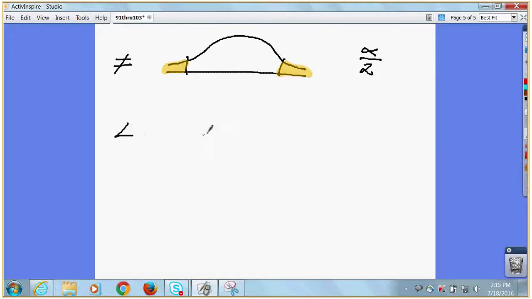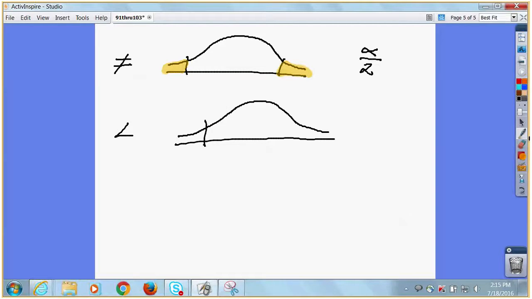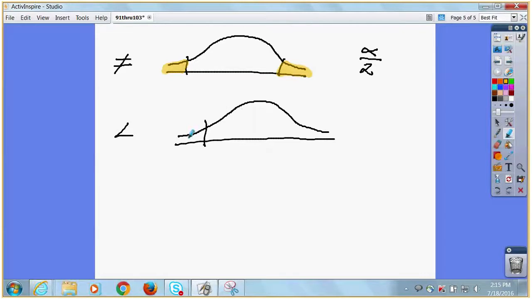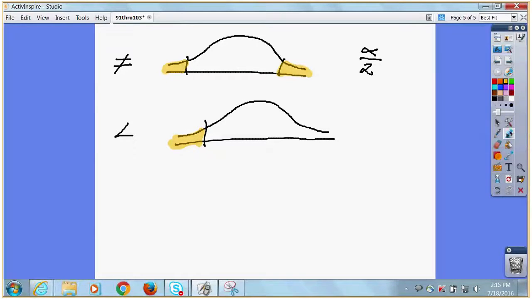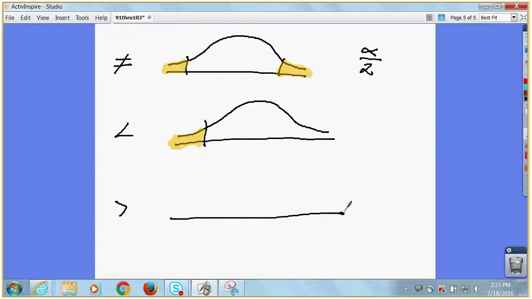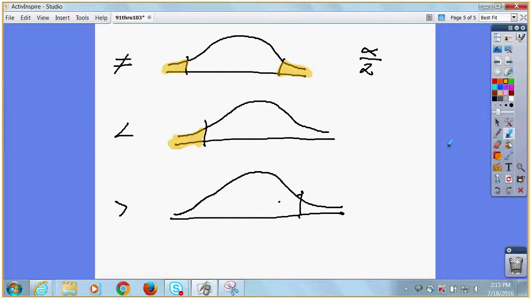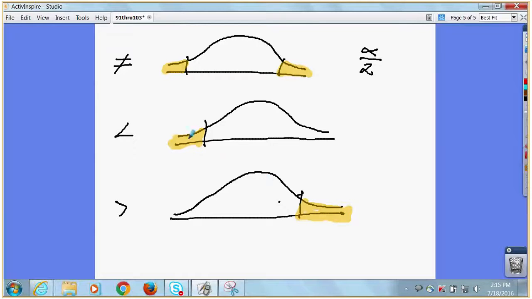Less than is going to give you a left side or a left tail test, which is this area right there. And then greater than is going to be a right tail test, which is this area over here. And again, you don't have to worry about the area being divided by anything on these two because this area is that and this area is that. This area is divided by 2, which means you have to take alpha and divide it by 2.